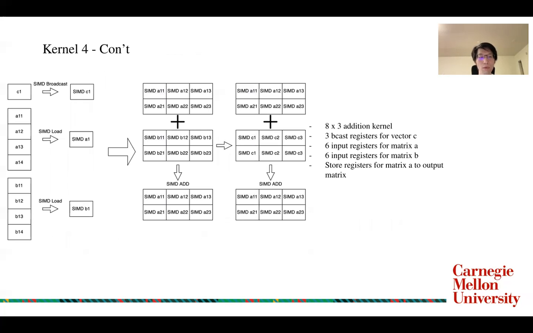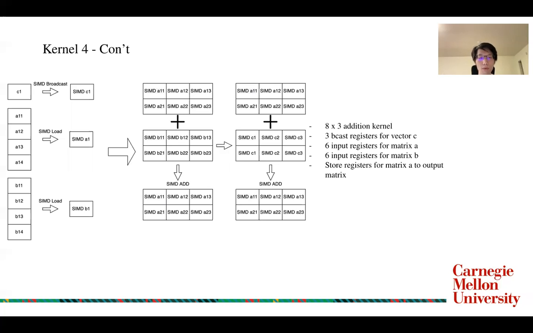In order to fully parallelize, we read input matrix A and B in column major order, 24 values for each, into 6 registers for each, consuming a total of 12 input registers. 8 rows are read in the kernel, giving a size of 8 by 3. Then we broadcast the 3 values in row vector C into 3 registers, giving a total of 15 registers.